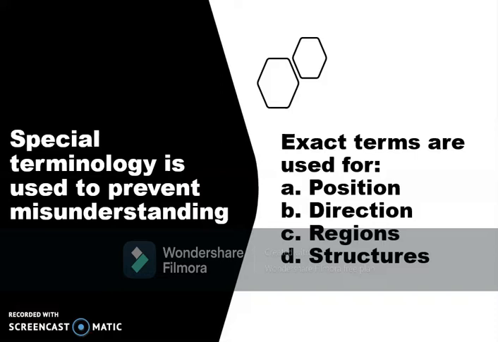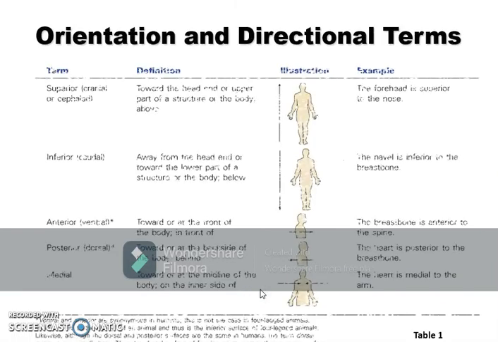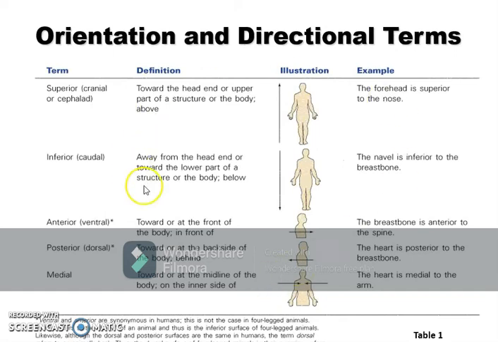So we have special terminology used to prevent misunderstanding. Here we have the terms used for position, for direction, regions, and structures. Now let's start with the orientation and directional terms. Here we have the terms, the definition, the illustration, and the example.